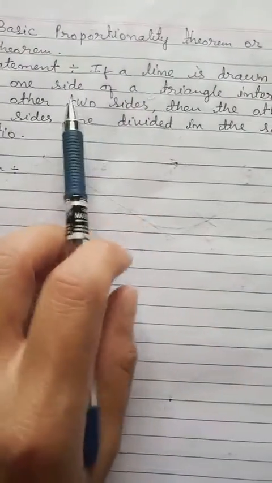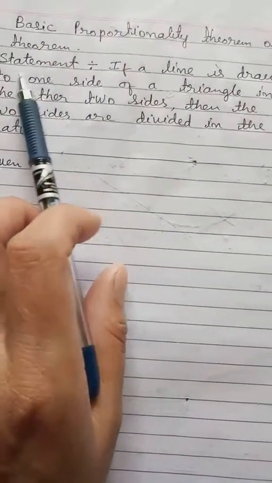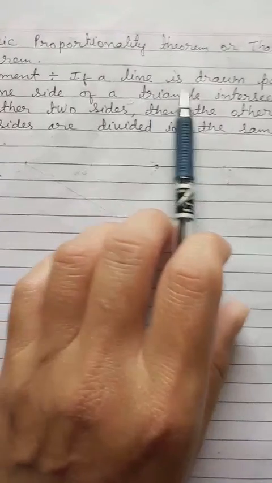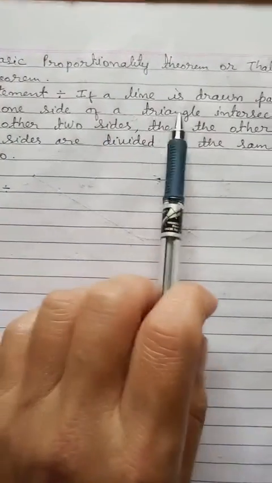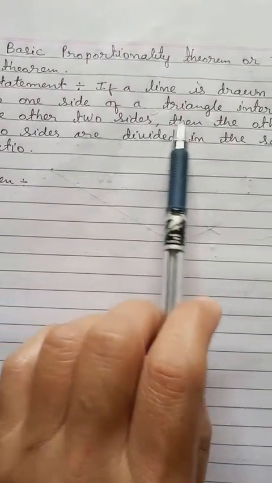Today let us do the basic proportionality theorem, or what we call Thales' theorem. So this is the statement of that theorem and we will have to prove it. So what does the statement say? If a line is drawn parallel to one side of a triangle intersecting the other two sides, then the other two sides are divided in the same ratio.